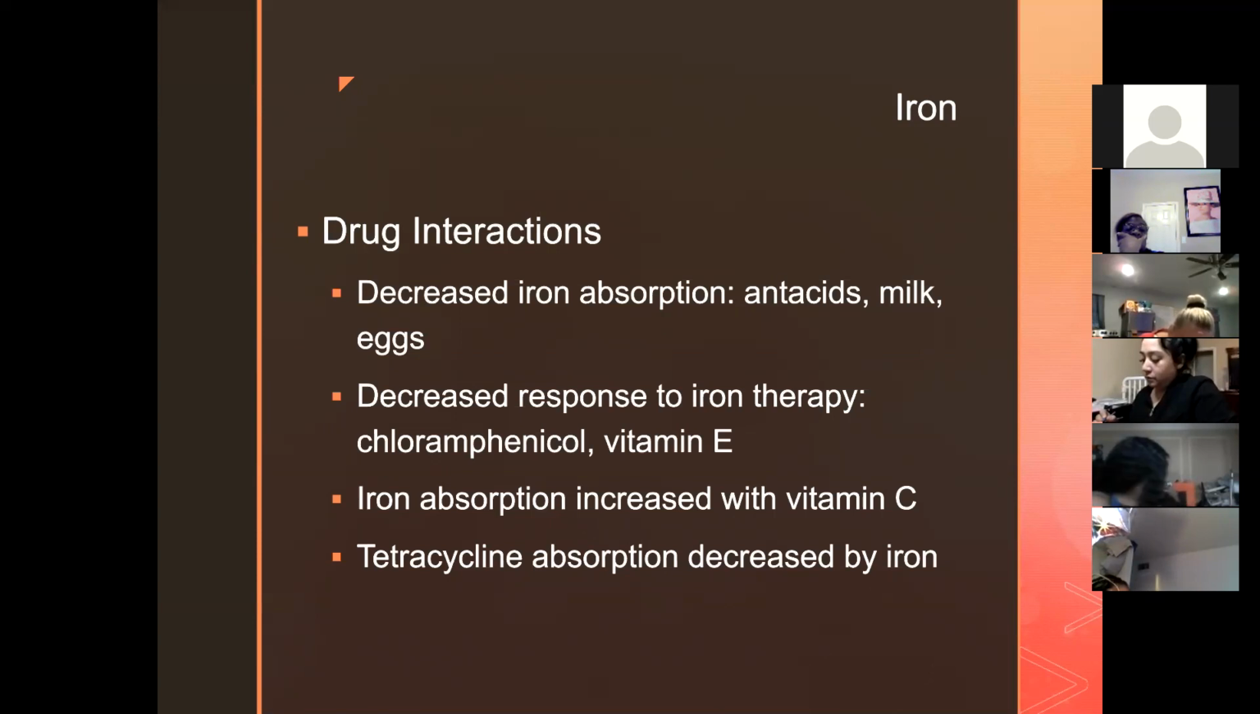The good might outweigh the bad. So you have to figure out what's more important, getting rid of this infection with this medication that we know is going to work, and then we'll continue with our iron afterwards.